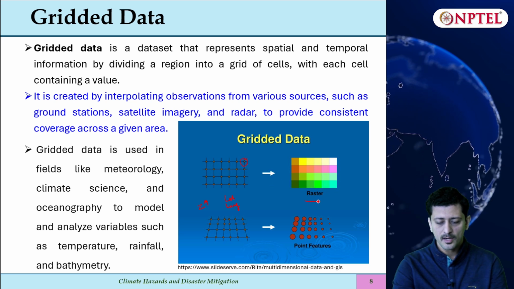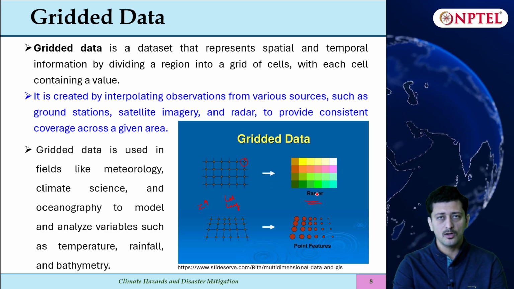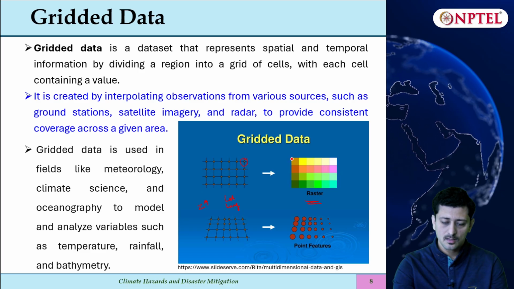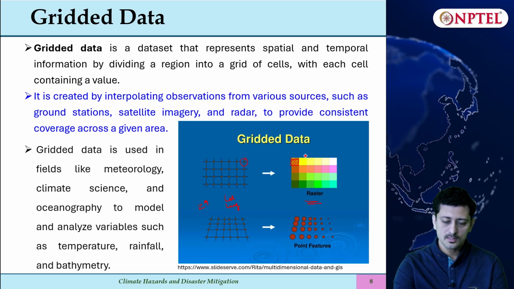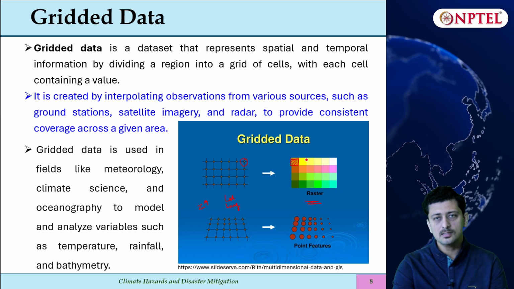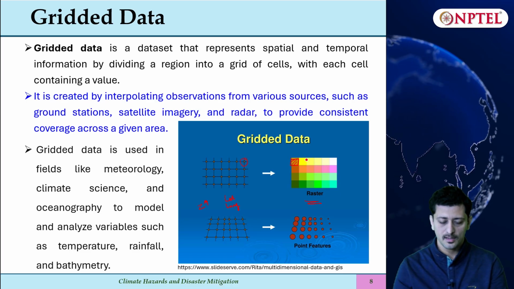So raster format we also discussed when we were talking about geospatial data. That is the value which is contained in a particular cell or a grid. So that is again a type of a gridded data format.